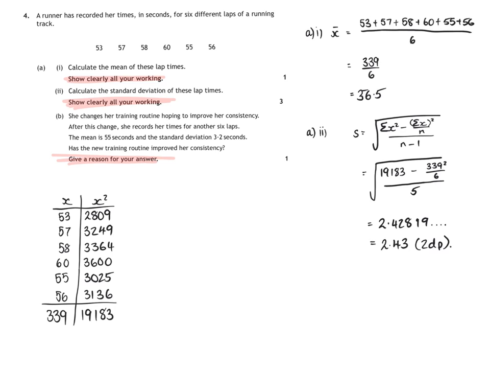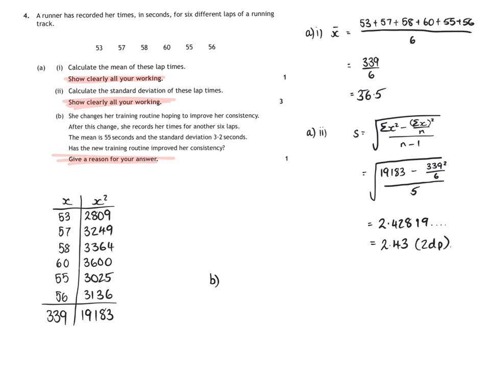Right, so we now have to look at part B. We've been told that she's changed her training routine, hoping to improve her consistency. After the change, she records her time for another 6 laps. The mean is 55 seconds, and the standard deviation is 3.2 seconds. Has the new training routine improved her consistency? We have to give a reason for our answer.